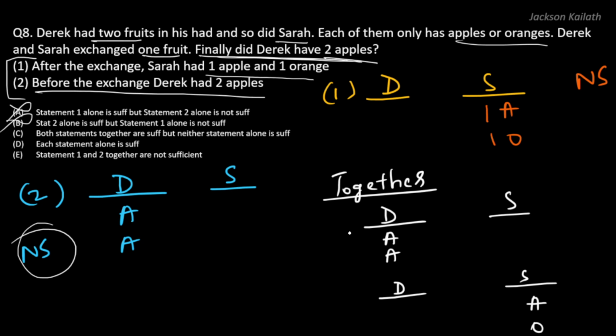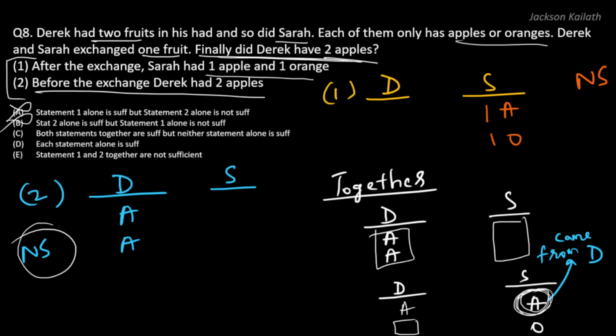Again, the only thing that we can make out by using these two pieces of information is that this apple over here, right, has to have come from Derek, because in the exchange, this orange cannot come from Derek, because he had two apples. So we are sure that this apple came from Derek, but more than that, we don't have any information, right? We cannot find whether the second fruit in the case of Derek is an apple or an orange, because we don't know what Sarah initially had, right? We know that she definitely had this orange, but then we don't have enough information about what was here. What was here is not very clear.